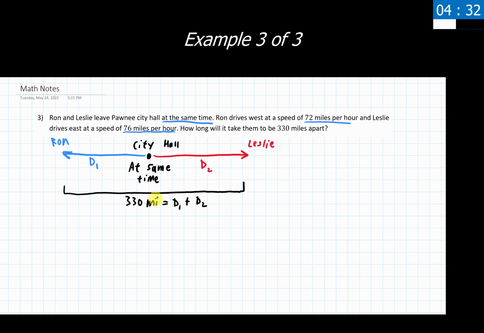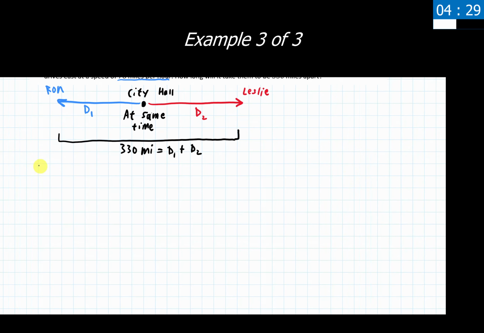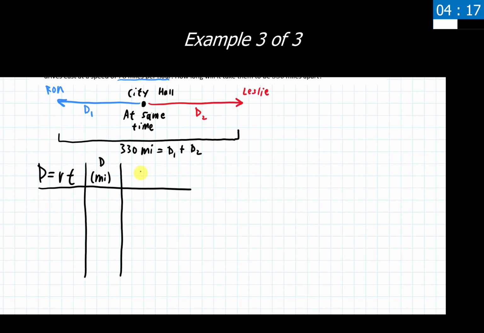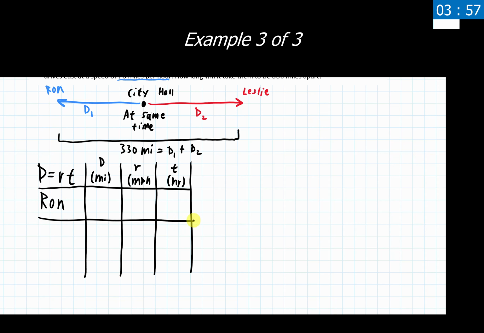Let's go ahead and make our table and then make some equations out of this. So we had general equation starting off here. Like we did with our previous ones, we're going to list the distance as a column. We're going to list the rate as a column. And then we're going to list the time as a column as well. We have two sets of information, a distance, rate, time set that corresponds with Ron, so we'll list him as one of our rows. Then we have information regarding Leslie, so we'll put her as one of the other rows, or our second row here.